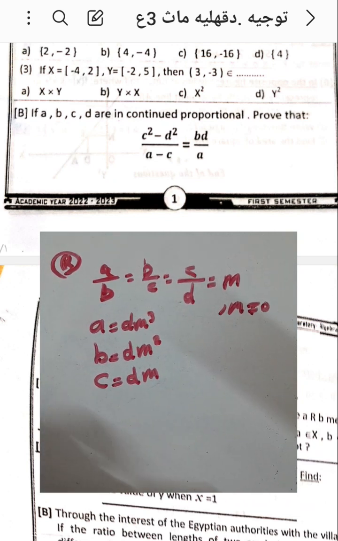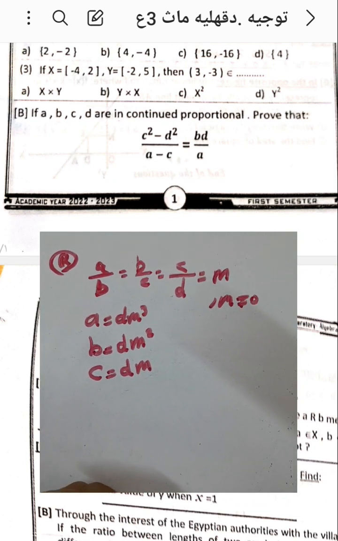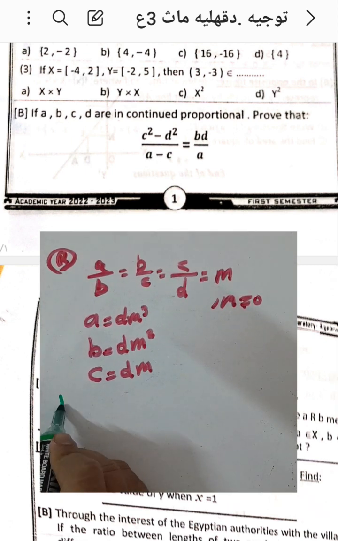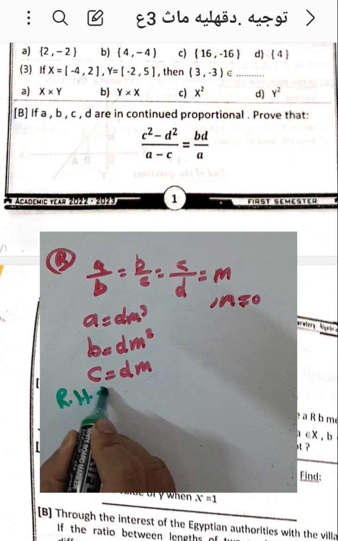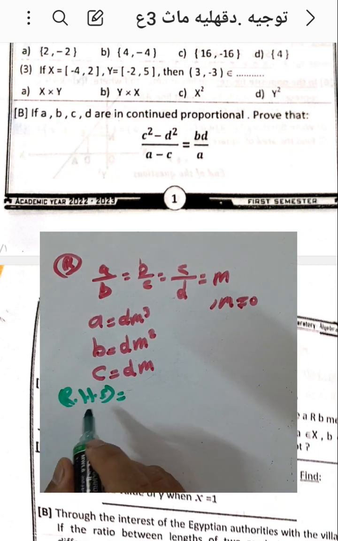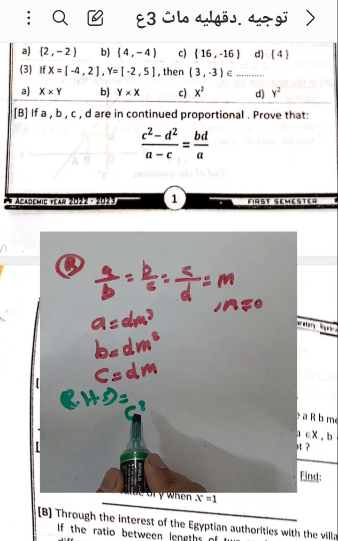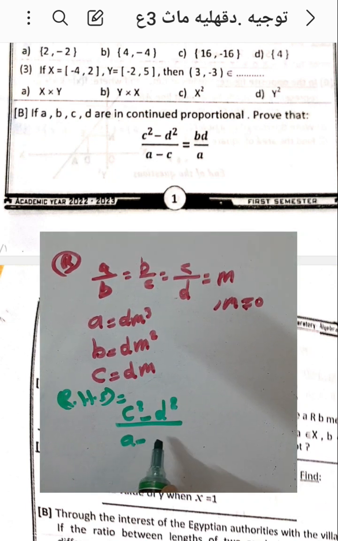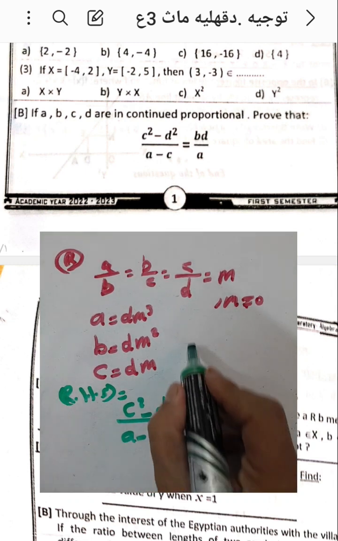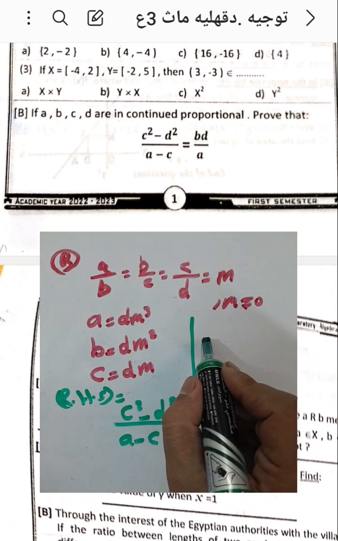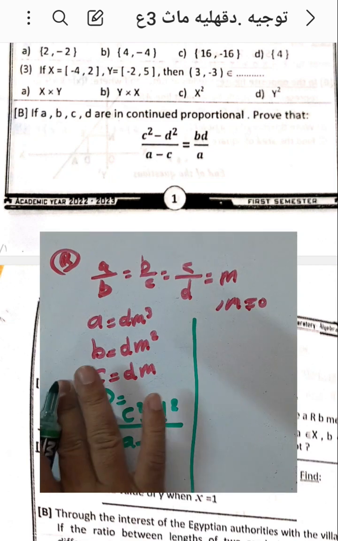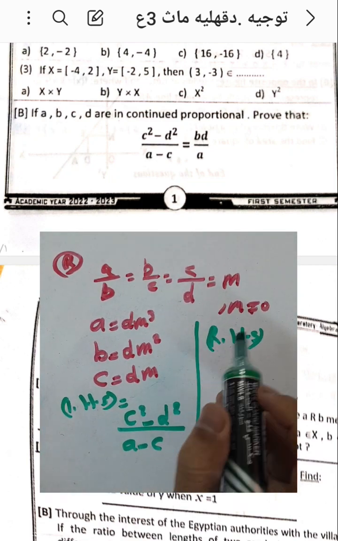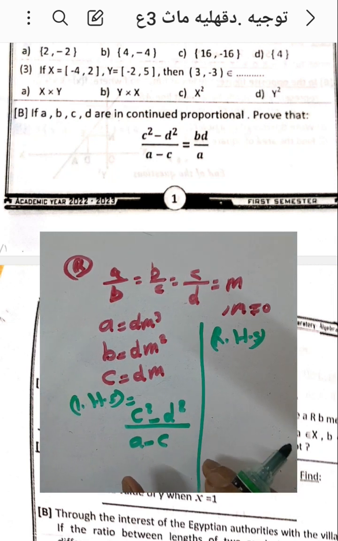And then we will solve this example. Look at the right hand side. It will be equal to what? It gives us c power 2 subtract d power 2 over a subtract c. I will solve the right hand side here and the left hand side here. And then we must prove that left hand side equals right hand side.